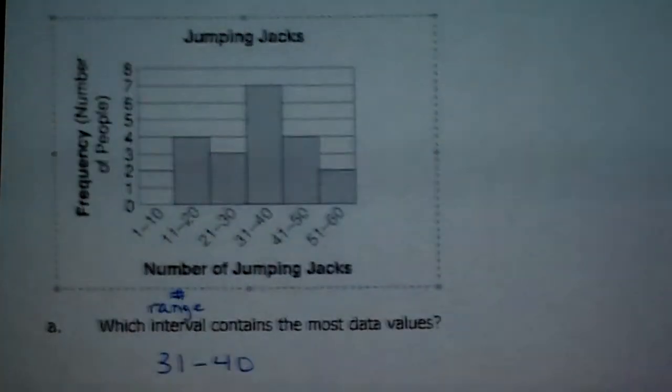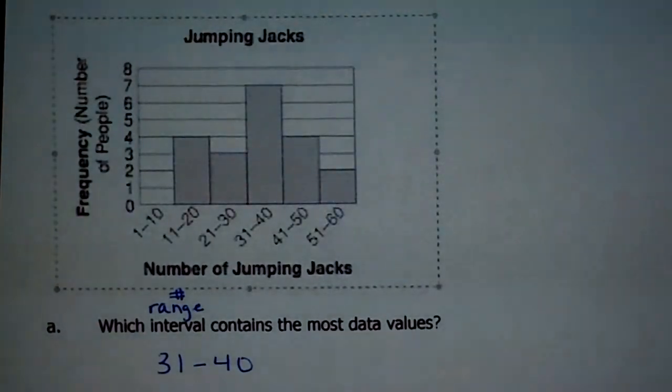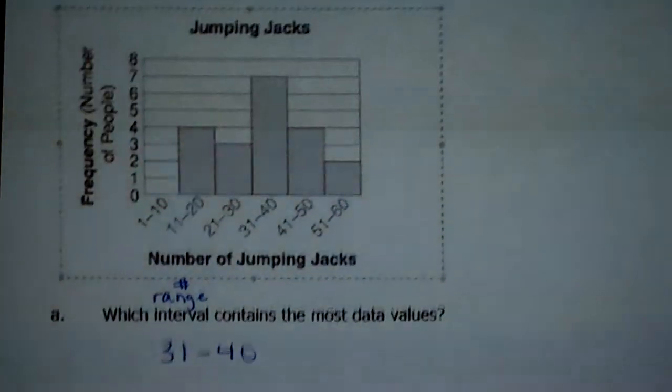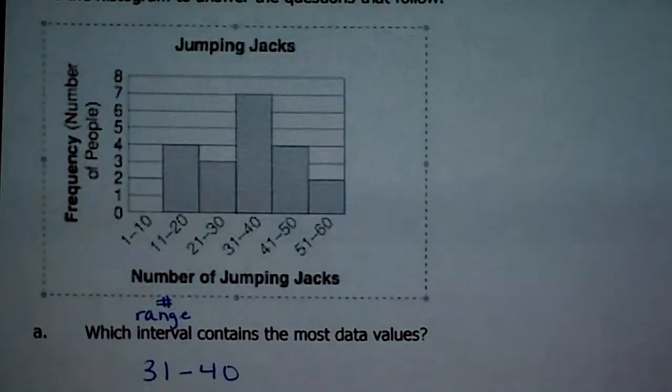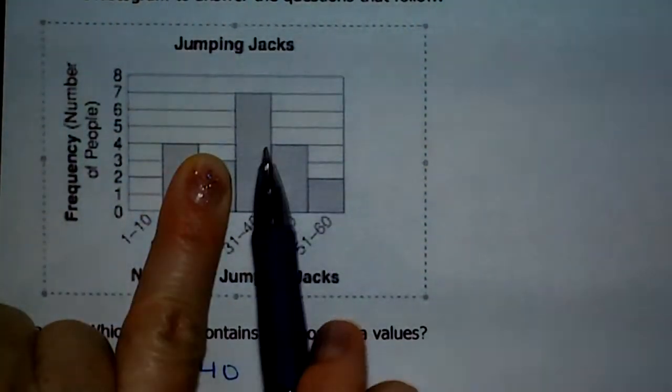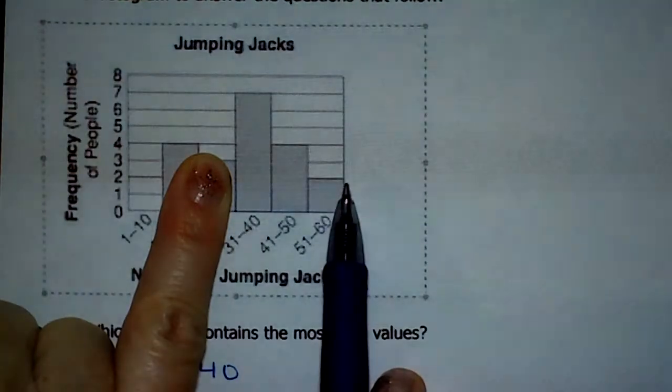That's the tallest range. Okay, letter B asks you, how many of the people surveyed can do more than 30? Okay, so more than 30. Is 30 more than 30? Nope. The first number that's more than 30 would be 31, right? So if you're looking at this graph, here's the 30 mark. Aren't all of those bars representative of more than 30?